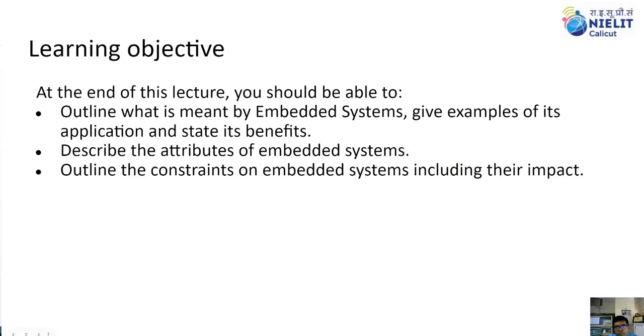So the learning objective of this session is, at the end of this lecture, you should be able to outline what is meant by embedded system, give examples of its application and its benefits, and we will discuss briefly the attributes of embedded systems and outline the constraints on embedded systems including their impact.